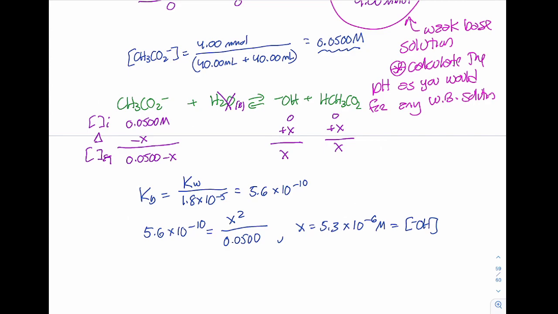So you can now divide that number into Kw to get hydronium ion concentration and then take the negative log of that. Or you can calculate your pOH, which is what I'm going to do, and then subtract that from 14. So negative log of 5.3 times 10 to the negative 6. I get 5.28.